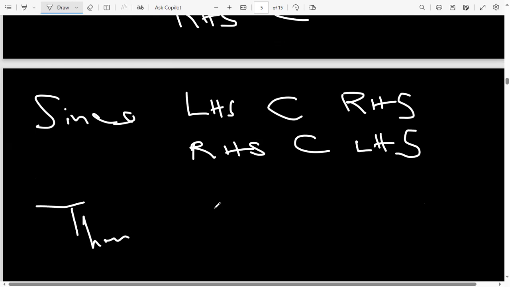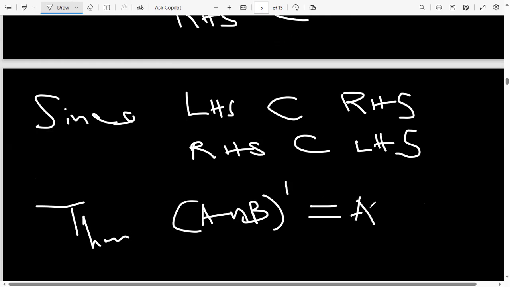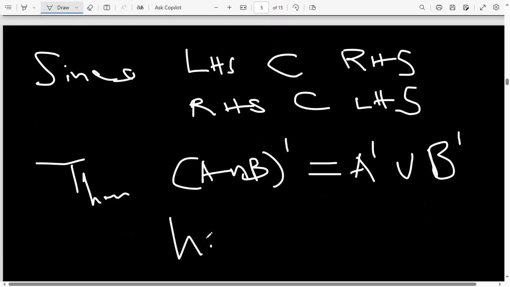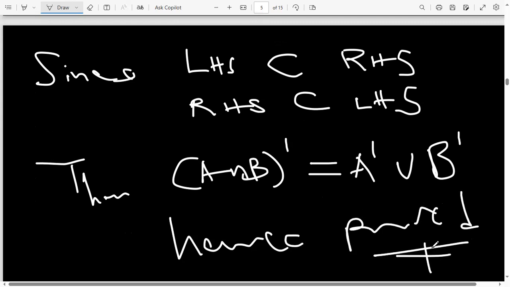what was on your left? On your left, we had A intersection B complement is equal to, and on the other side, we had A complement union B complement. And then you write hence proved. So any questions there, guys, on how we were able to prove this De Morgan's law? Any questions there?